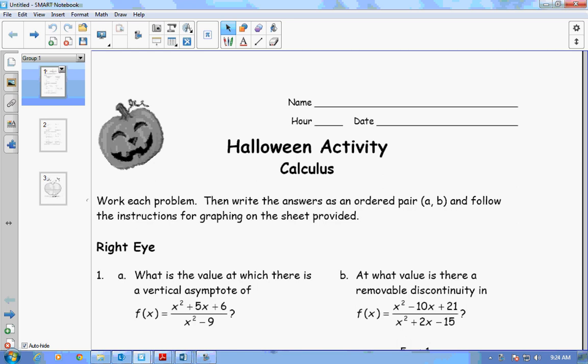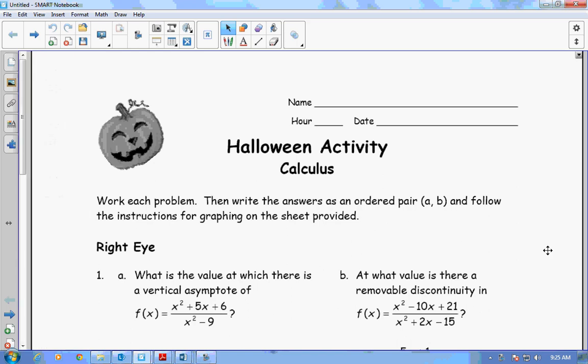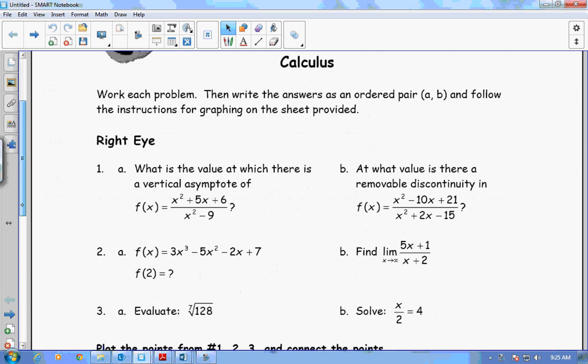Okay, that one. It says work each problem, then write the answers as an ordered pair and follow the instructions to graph. See on the back how there's a pumpkin? It's going to make a graph. Okay, so what is the value at which there is a vertical asymptote of this f of x for number 1? Where do we get vertical asymptotes?